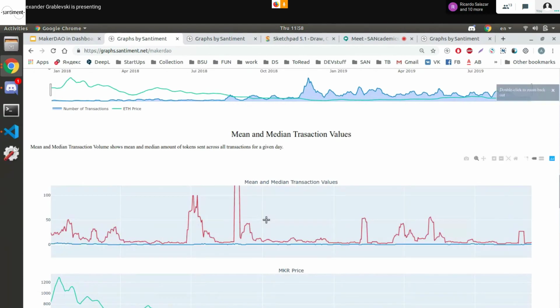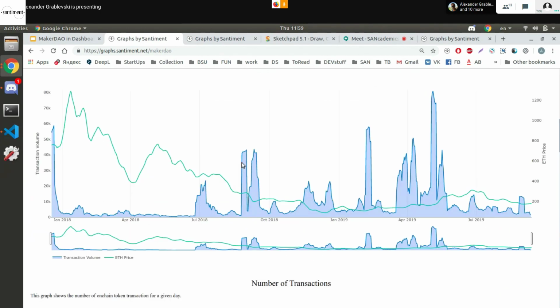You see that's not really good here, but you can zoom it. So from what I can see, the mean transaction value is much more, like usually it's more than median transaction value. So I can conclude that there are a lot of small transfers of Maker token.